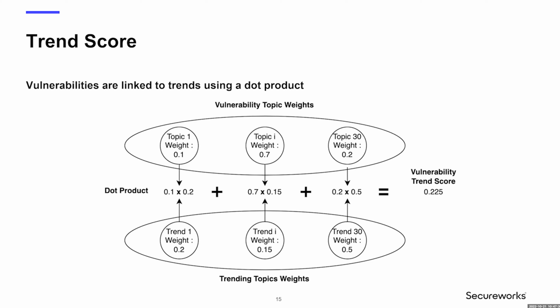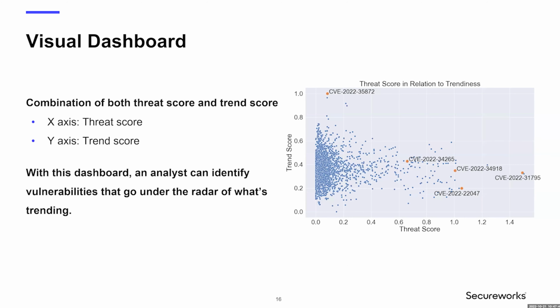Now with this trend score, we can combine it with the threat score in what we call a visual dashboard. So for now, it's simply a plot where we've run the approach for a month in July, and these are the results we got. So essentially, we just plot the threat score on the x-axis and the trend score on the y-axis.